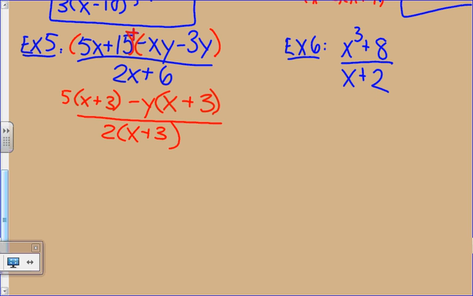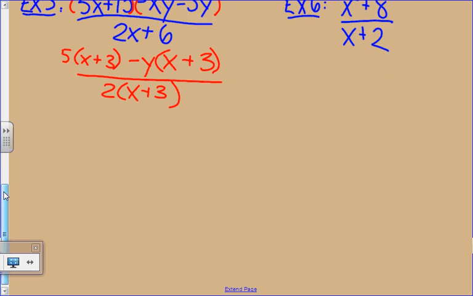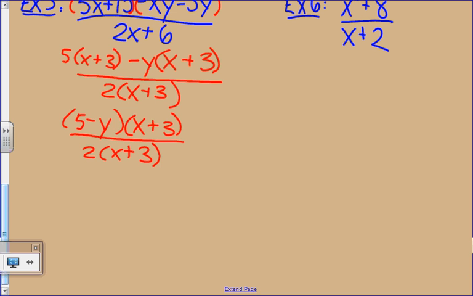Let me finish this off. 5 minus y times x plus 3 all over 2 times x plus 3. And now top up the x plus 3. The final answer is going to be 5 minus y over 2.